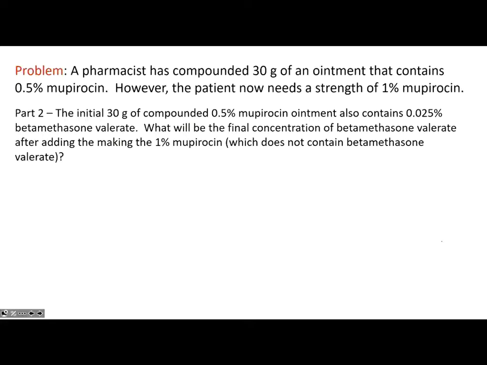So this is not an alligation. Do you see why I'm saying that? Are we increasing the mass of the betamethasone? No. Are we changing the mass of the betamethasone? No. We are changing its concentration. All right? So this is a dilution. So how did we talk about solving dilutions?